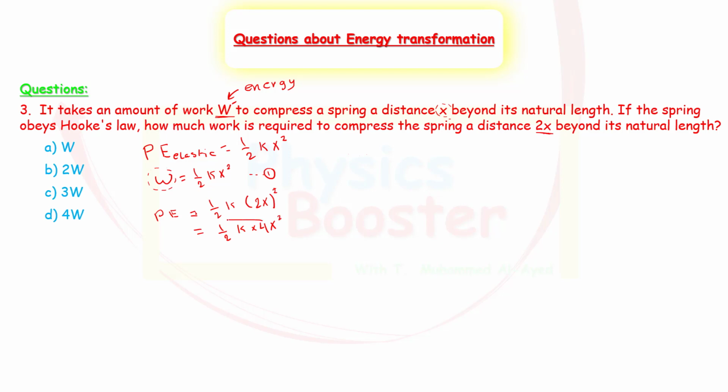If we just move this 4 here, since we have multiplication, we can move it. Let's continue solving: the potential energy here is equal to 4 multiplied by half kx squared, which is the same as W. So the potential energy, or the work needed, is equal to 4 times the original work. So the answer is D, and it is not B. Again, concentrate when you deal with these types of questions. Write down the equation, and everything will be more clear.